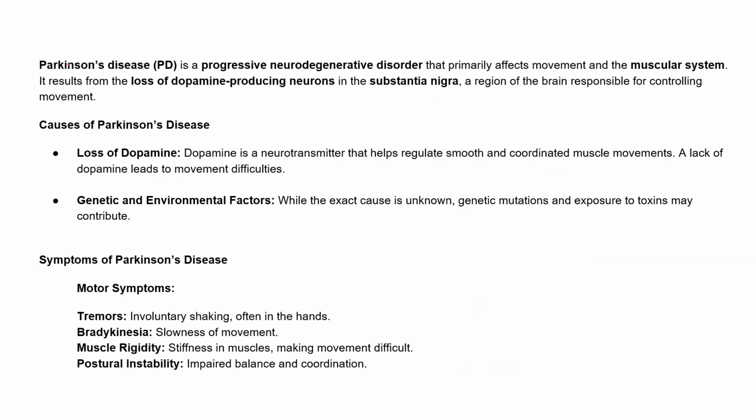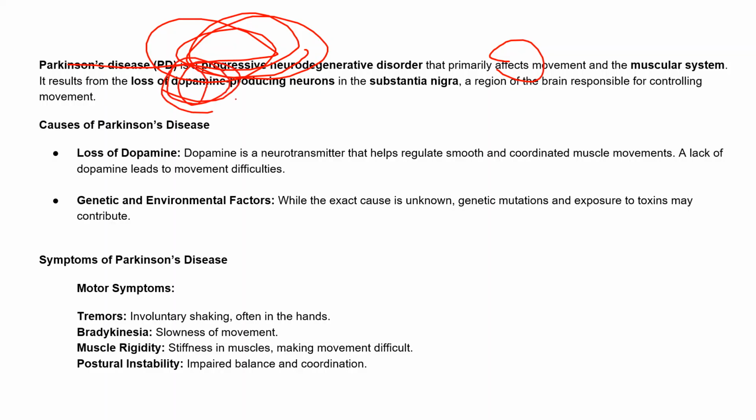Parkinson disease is a progressive neurodegenerative disorder. It affects the movement and the muscular system. How it happens is that there is a loss of dopamine. Dopamine is a neurotransmitter. There is a loss of dopamine-producing neurons in the substantia nigra.